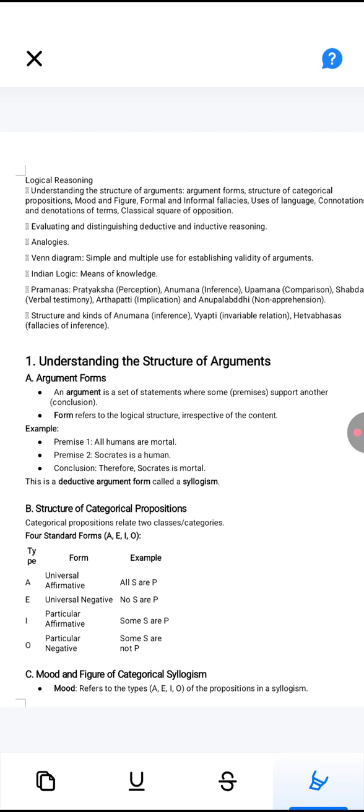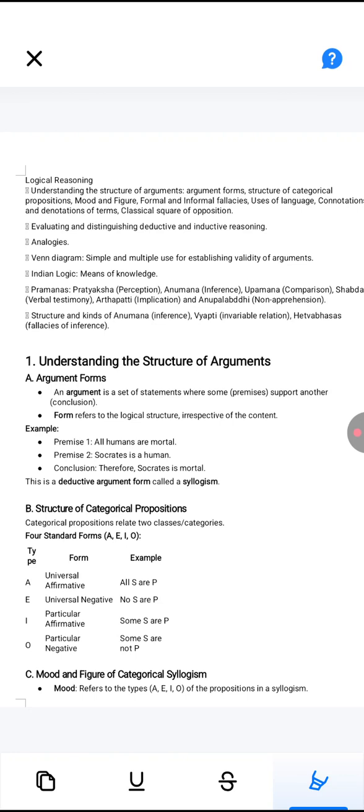After that we have evaluating and distinguishing deductive and inductive reasoning. After that we have the next topic, analogies. And next we have Venn diagram, simple and multiple use for establishing validity of argument. And after that we have Indian logic, means of knowledge. Next we have Pramana, Pratyaksha, which means the perception, and after that we have Anumana, which means the inference, and Upamana, which means the comparison.